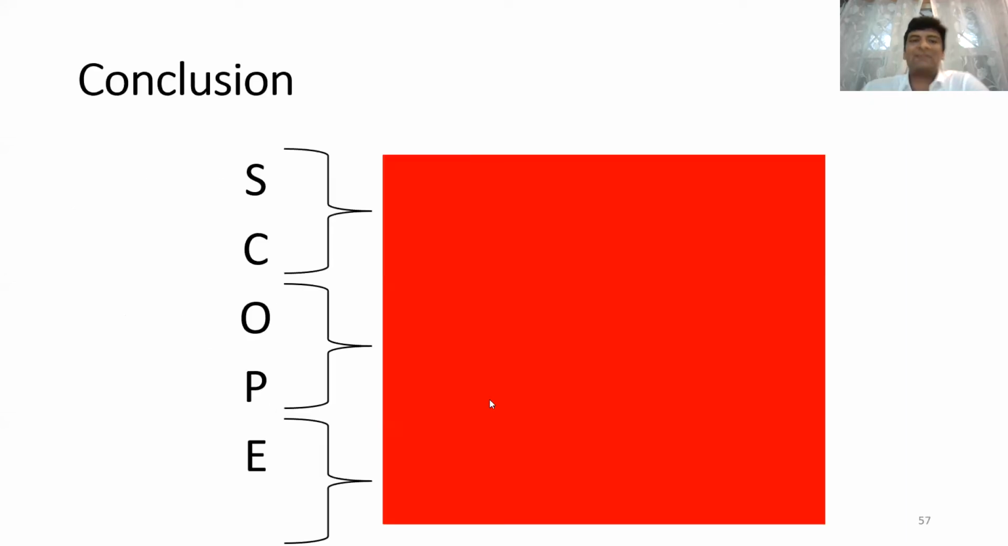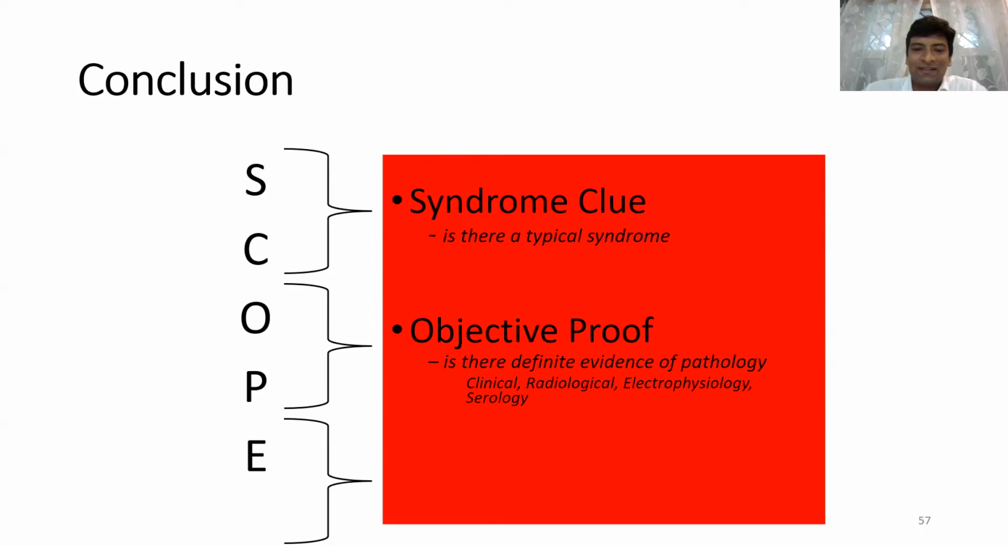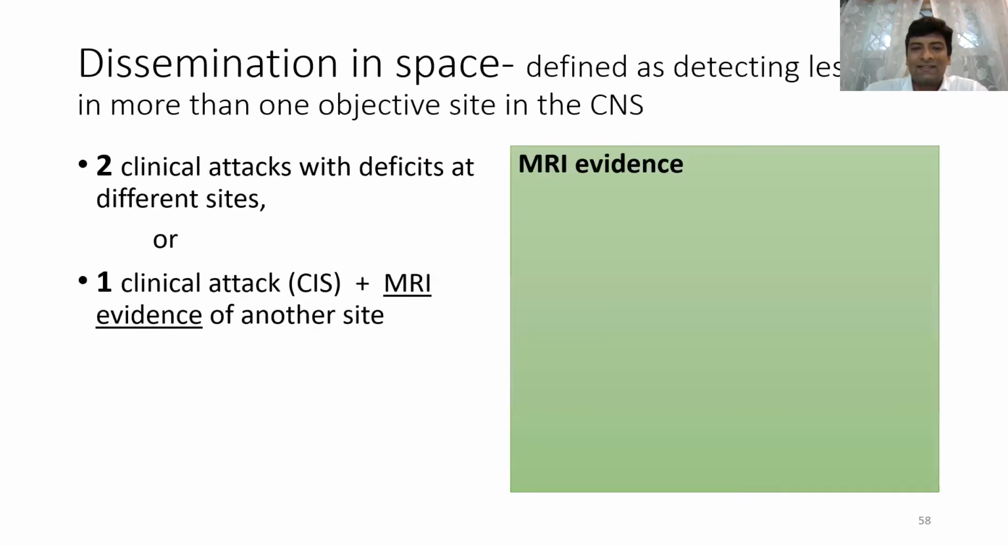Okay, so let's wind it up here. Just to take home, how do you make a specific diagnosis? Remember the SCOPE approach, that's my term. So syndrome clue: is there a typical syndrome? Can you establish objective proof of involvement on one or more modalities? Can you exclude mimics? Okay, and let's just quickly revise.